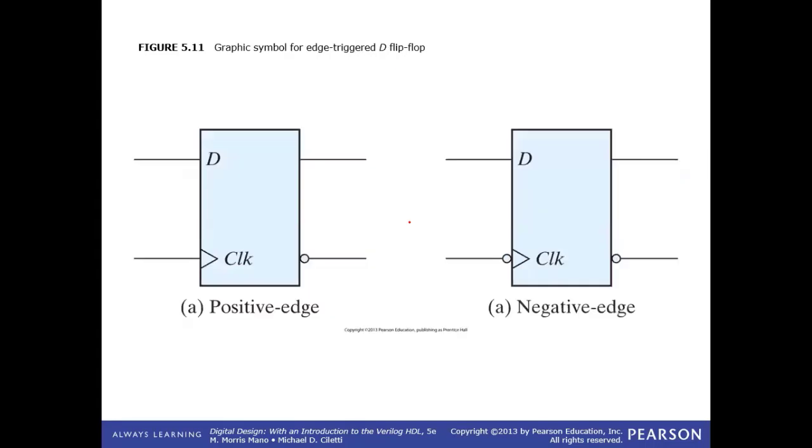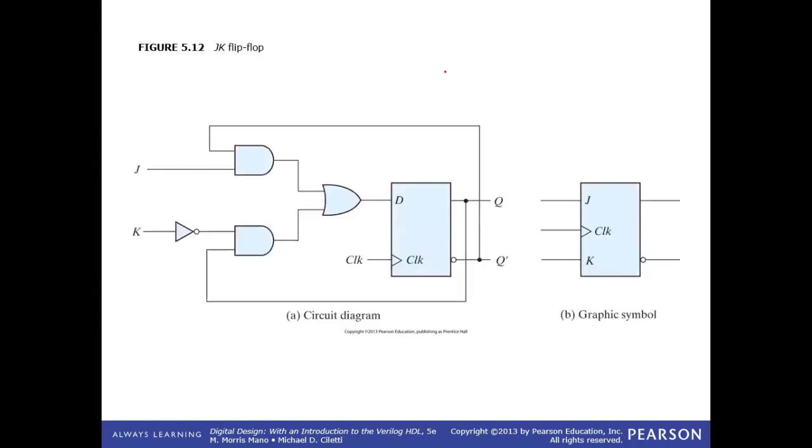So these are the symbols for the positive edge and for the negative edge triggered D flip-flop. So I need everybody to be very attentive, and this is the JK flip-flop. Please, whatever you are doing, if you're sleeping, if you are not attentive, please wake up, and you should be focusing on this slide and whatever I'm saying.